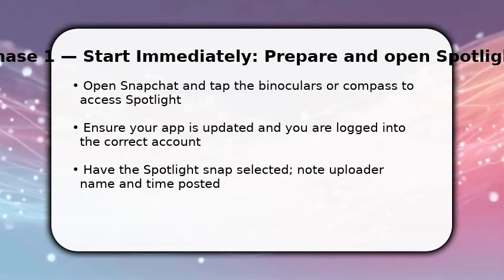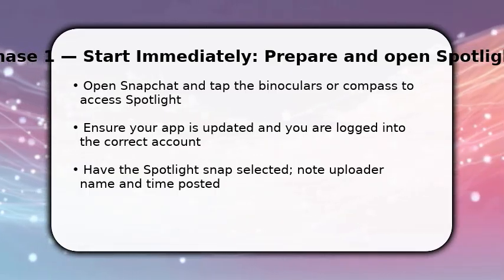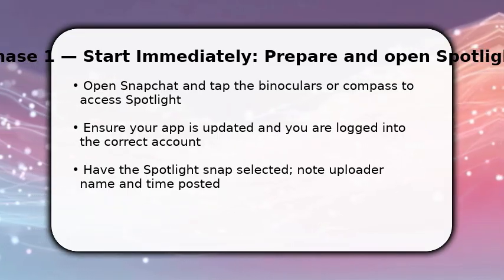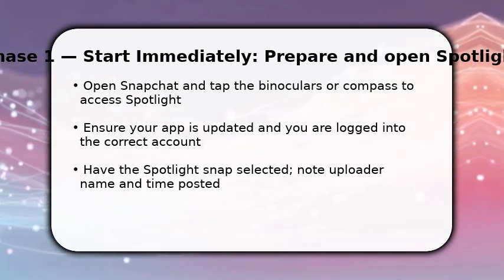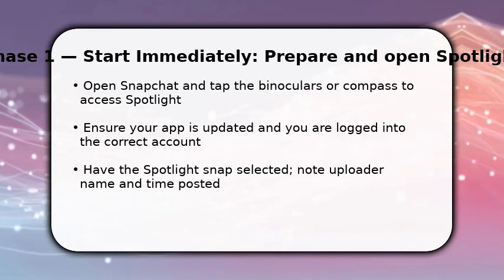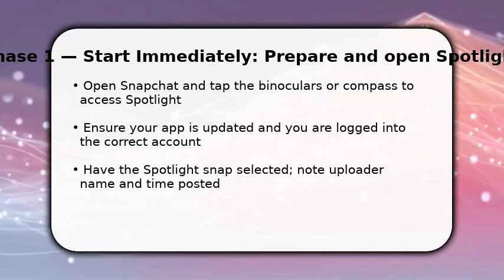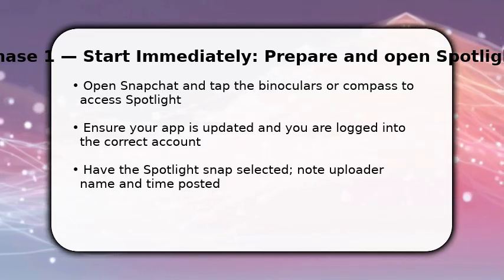You start by opening Snapchat and going straight to Spotlight. Make sure the app is updated and you are on the correct account. Tap the Spotlight tab, find the snap you want, and pause it. This creates a stable reference. Once done, tap the uploader's username to view their profile. You need that context to check interactions.